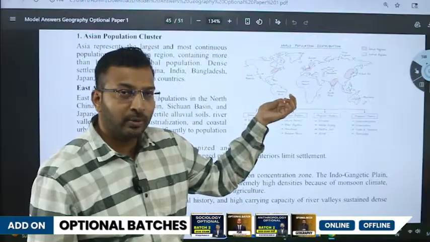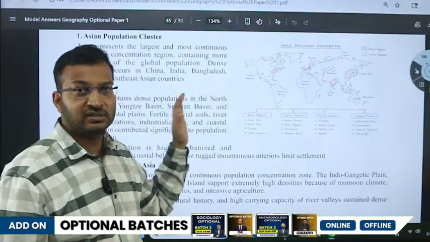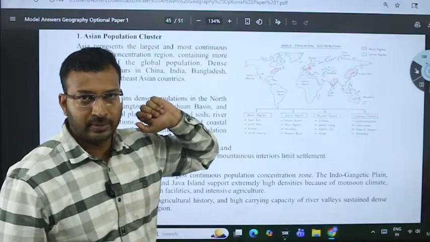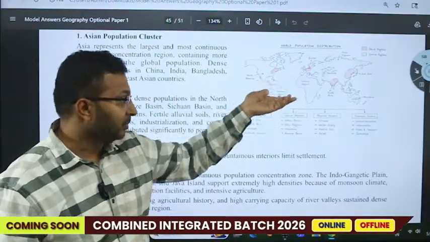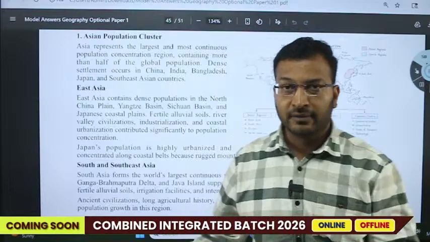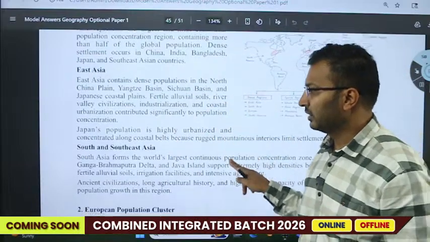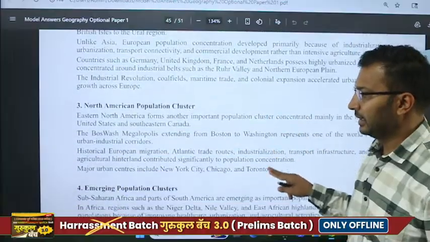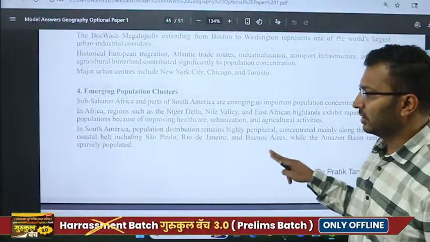Whereas the major population clusters are forming along the east coast of South America. We have Brazil, okay? We have Argentina, Buenos Aires, and the capitals of these nations are developing rapidly. So do not forget to mention the emerging clusters.